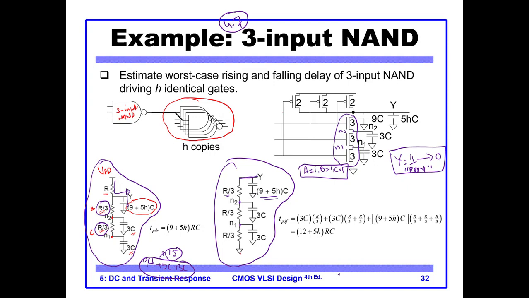Now if I ask you what is the propagation delay for fall, this is a nice example of Elmore delay. You can see, for example, if we start from the N1 node, on N1 node we have a delay of 3C into R by 3.